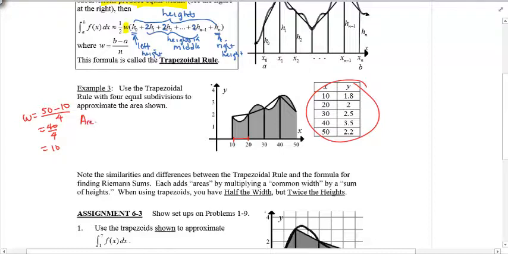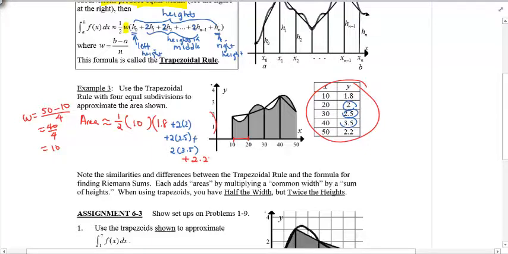So the area here, as an approximation, will be 1/2, and then my width is 10, and then now it's just all those heights. So I'm going to take a look at my leftmost height. That would be the y value corresponding to 10. That's 1.8. Then I'm going to look at all the other heights in the middle, and I'm going to double them. So 2 times 2, 2 times 2.5, 2 times 3.5, and then your right height, once again, just using it once, plus 2.2.